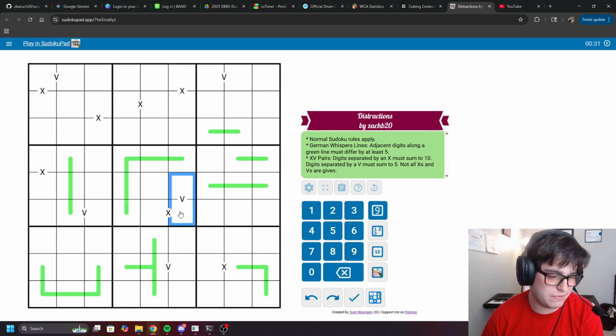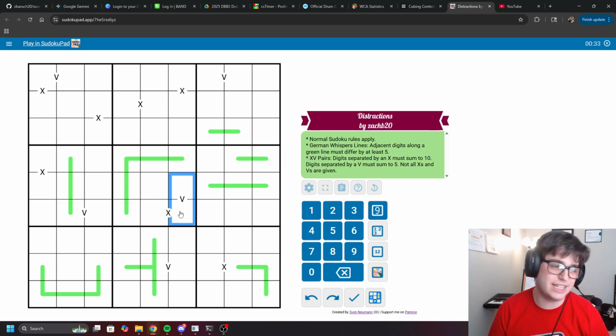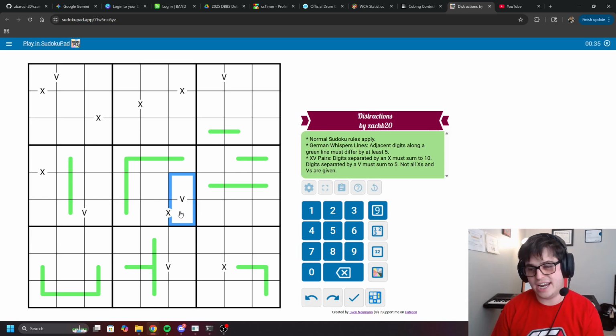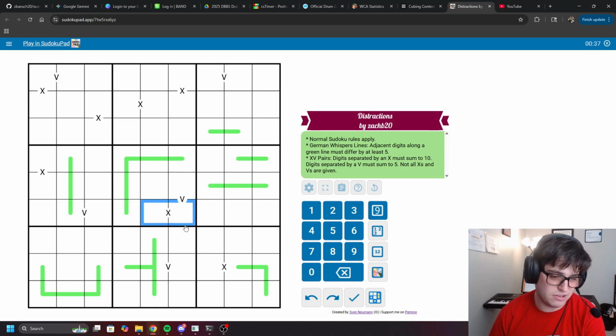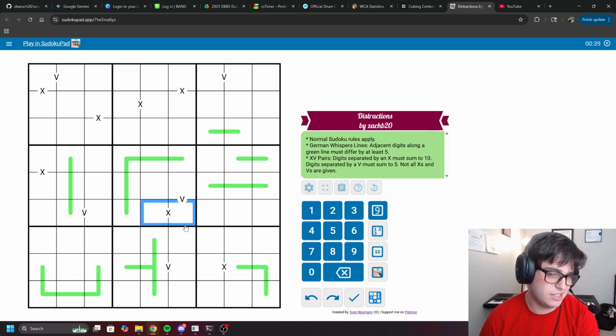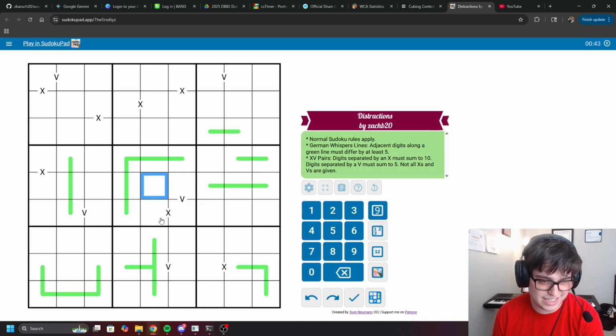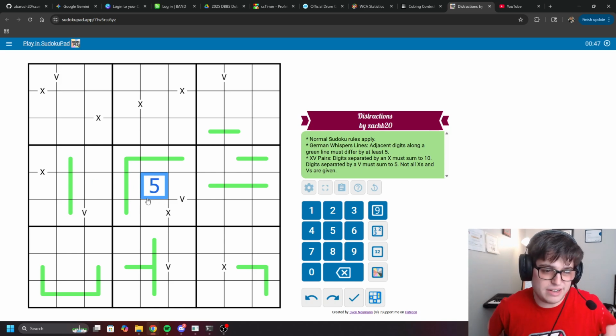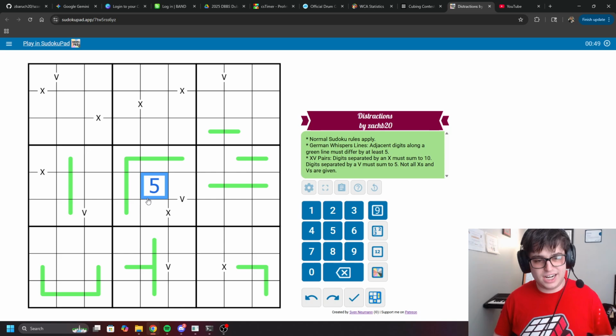Alright, can I put 5 along a V? No, because then it would be 5 plus 0. You can't have 0. Can I put a 5 along an X? No, because it would be 5 plus 5, and then you would be duplicating the 5 both in the box and in the row. So you don't want to do that. So the only valid place for 5 is here. Alright, cool.